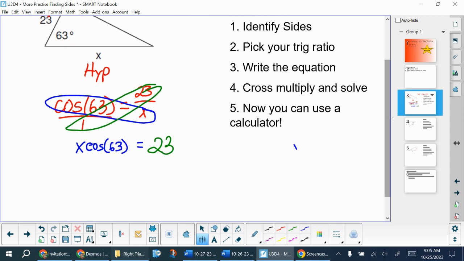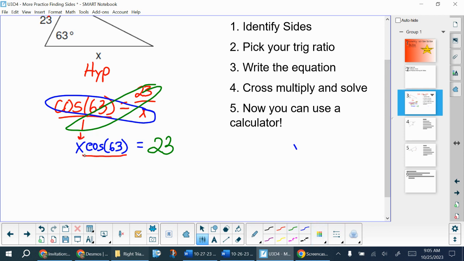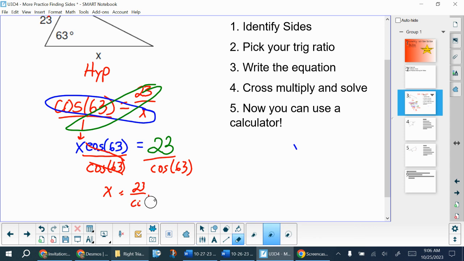You haven't seen this until yesterday. But when I'm going to solve this equation, I still want to get x by itself. So I'm dividing by the thing that is not the x. I'm dividing by cosine of 63. So that's my algebra. At this point, I have solved it. I know that x equals 23 divided by the cosine of 63. I can try to write that neatly. Now I can type that into my calculator.